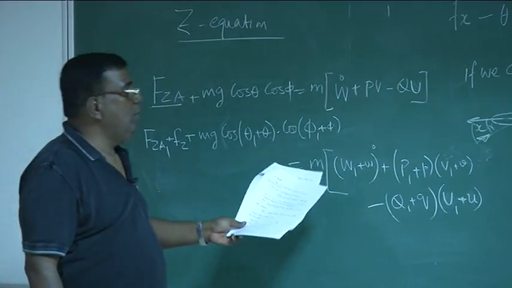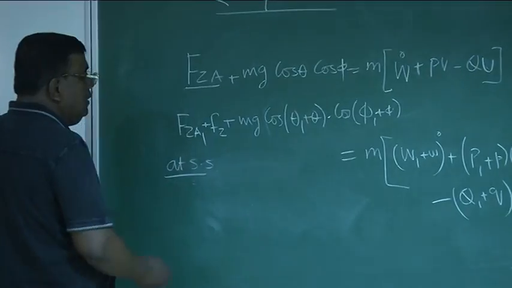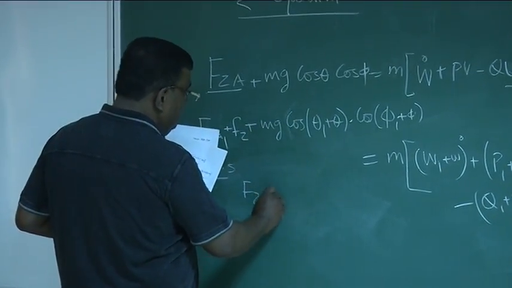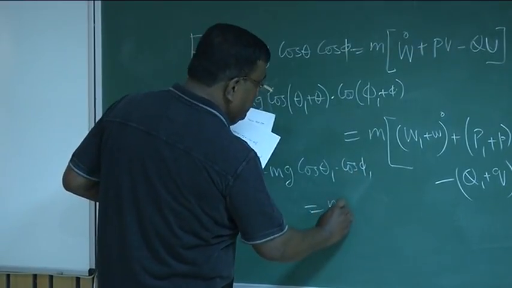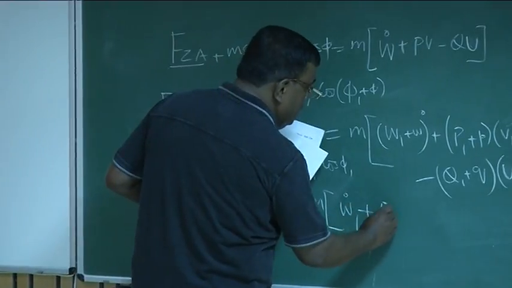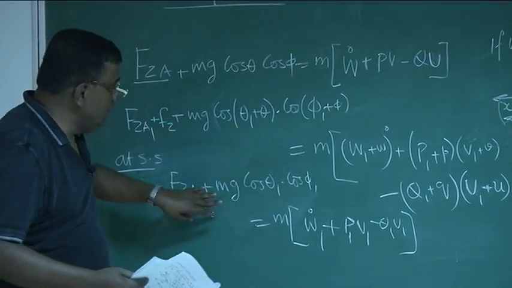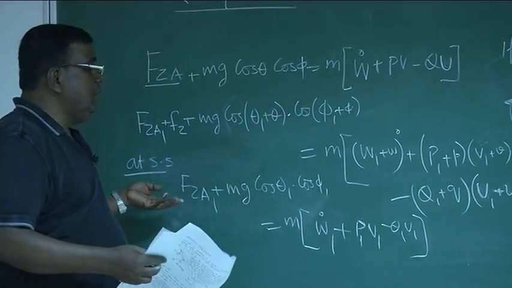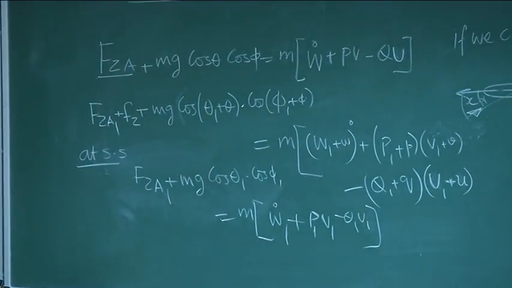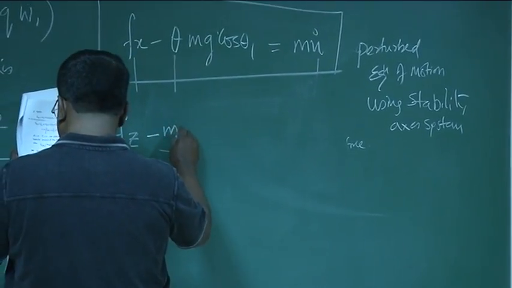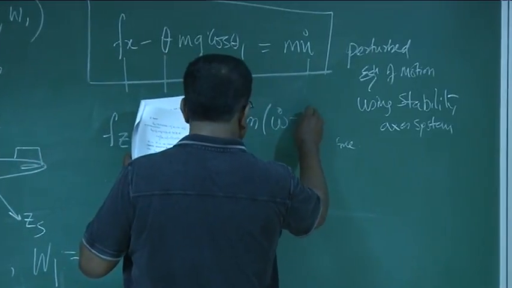So this is the perturbed equation. We have introduced perturbed quantities. Again, we will see whatever way we did last time, that at steady state, F_ZA1 plus mg cos theta 1 cos phi 1 was equal to m(w1 dot plus p1 v1 minus q1 u1). So use this, expand this, and also the product of two small or perturbed quantities can be neglected, and if you do a similar mechanical way, you will get the second relation, let me write it here: Fz minus mg theta sin theta 1 equal to m w dot minus q u1.